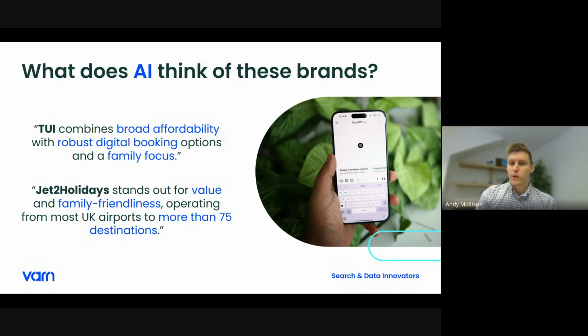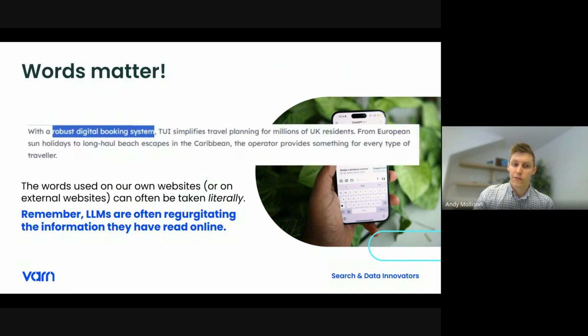So I think when it comes to managing your own brand, it's looking at things like this. Do you agree with the perception? Do you agree with the sentiment? And if not, what can you do about it? And also, ultimately, this information comes from somewhere. So in this example, the TUI one that combines broad affordability and a robust digital booking system, that's quite a weird wording, in my opinion. And sure enough, you can find that wording. This is from a review of TUI on an external website where it says those words, robust digital booking system.